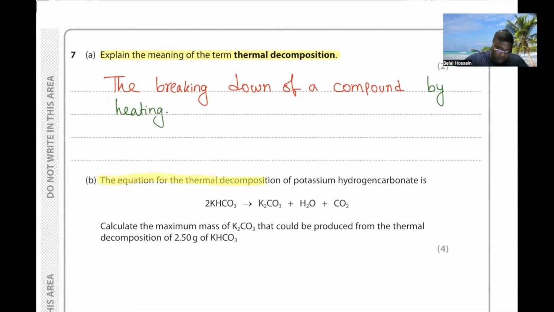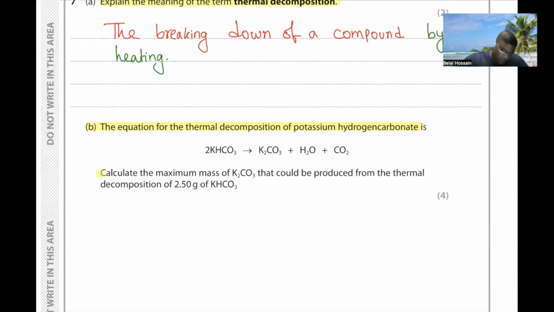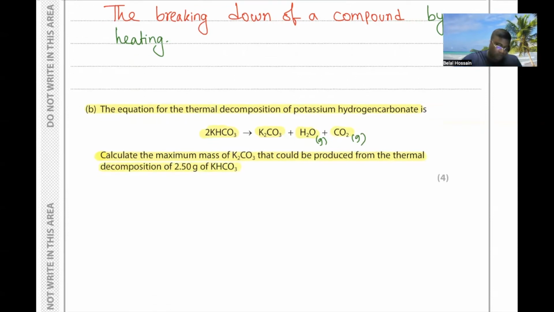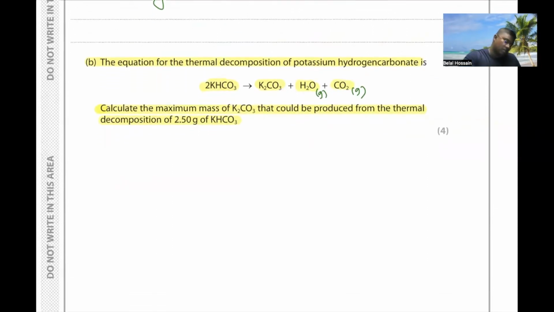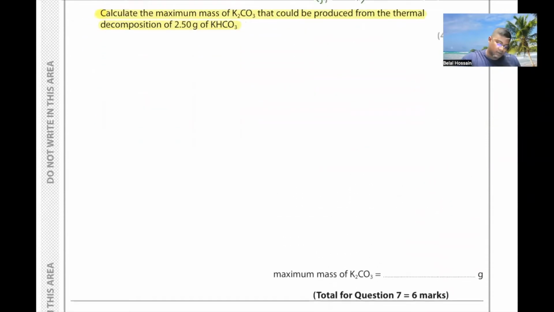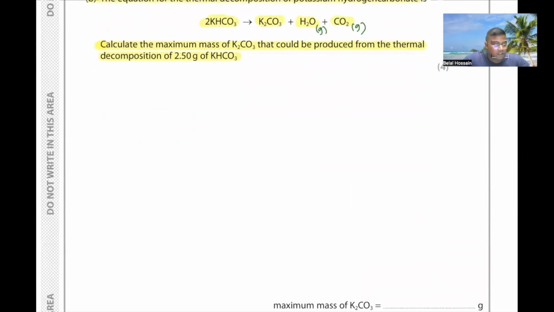Part B, the equation for the thermal decomposition of potassium hydrogen carbonate is potassium hydrogen carbonate turning into potassium carbonate, water, and giving off carbon dioxide. The H2O will be coming off as steam, and the CO2 will also be coming off as a gas. Now the question says calculate the maximum mass of K2CO3 that could be produced from thermal decomposition of 2.5 gram of potassium hydrogen carbonate. All right, in this type of questions, the relative molecular mass is very important, so we need to find that out.